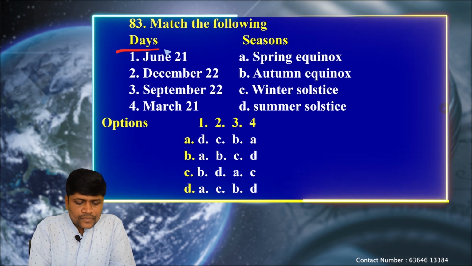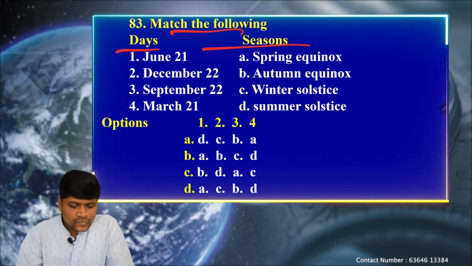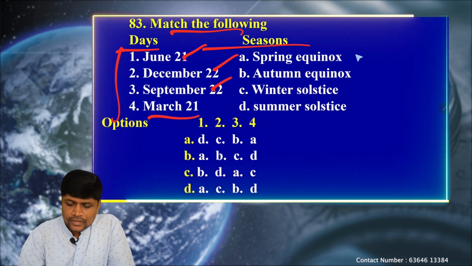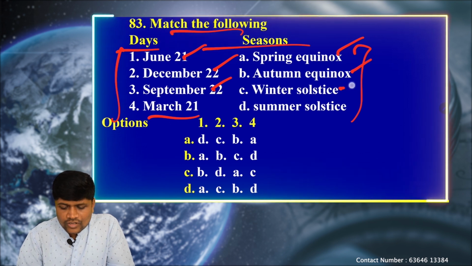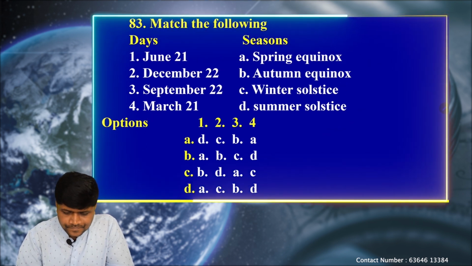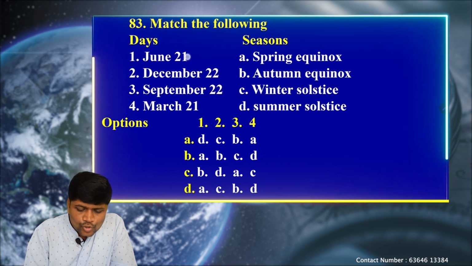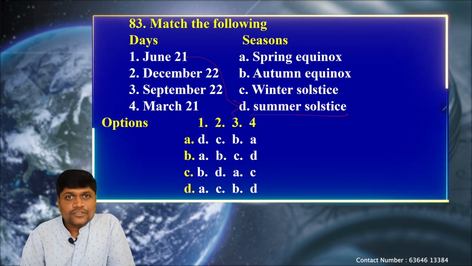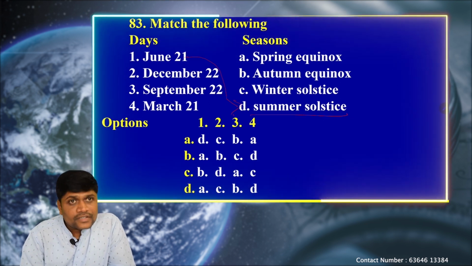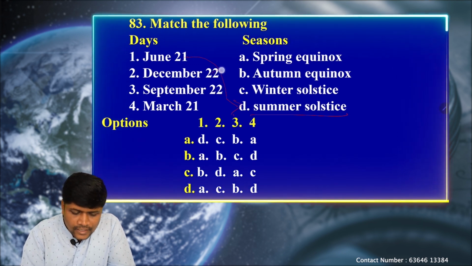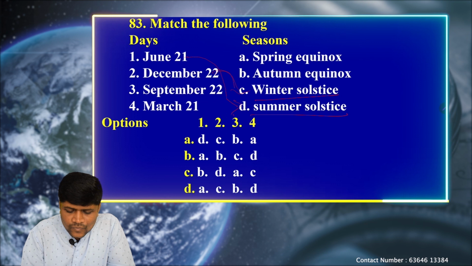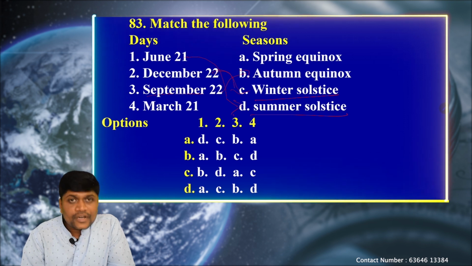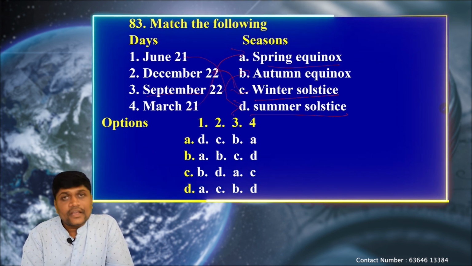Next question, again related to days and seasons, match the following. On one side we have June 21st, December 22nd, September 22nd, March 21st. On the other side we have spring equinox, autumn equinox, winter solstice and summer solstice. We know that June 21st we call the summer solstice, for the people of the northern hemisphere. And December 22nd, for the people of the southern hemisphere, we call it the winter solstice. September 22nd we call the autumn equinox, and March 21st is called the spring equinox.